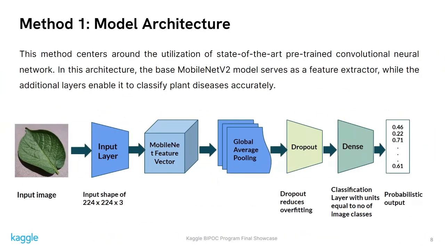Now, for the first method, this is the model architecture that was used to train the model. The input layer takes an image in the shape of 224 by 224 by 3, and passes it through the MobileNet feature extraction model. The output is sent to the global average pooling to reduce spatial dimensions. A dropout layer was added to reduce overfitting, and finally, a classification layer was added with an activation function of softmax, which gave a probabilistic output.